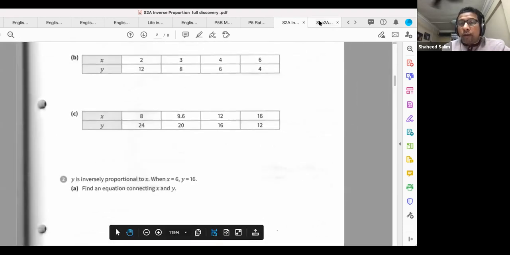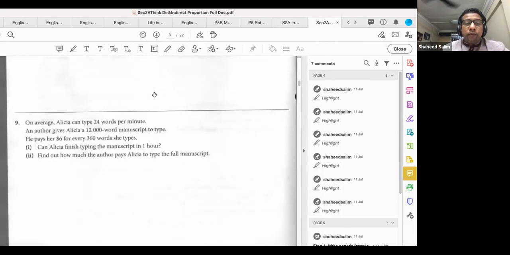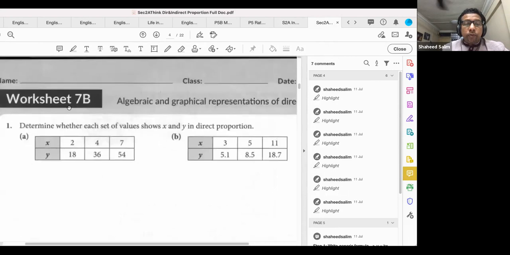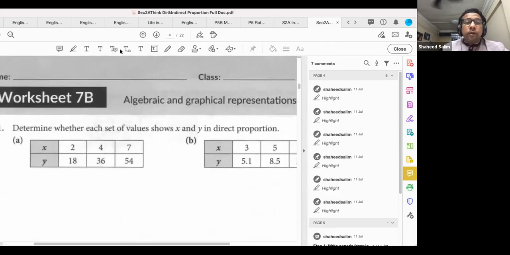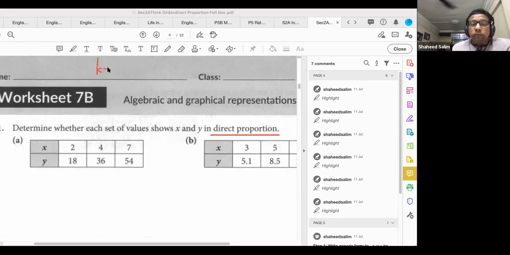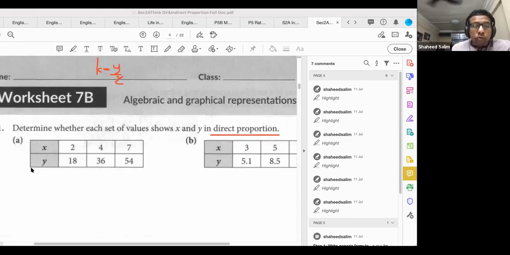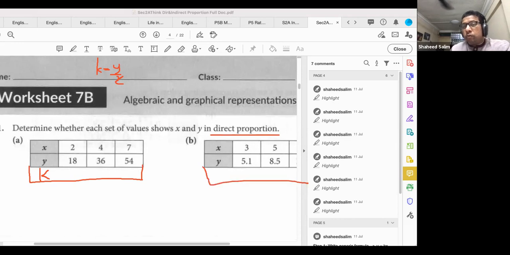So do you have this for direct proportion? Well, if you can't remember, I'm going to show you now direct proportion that we may or may not have done. Remember this now. They want to see whether it's direct proportion. So you tell me what is the test for this. K equals to Y over X. Okay, can you try? You know what to do, right?